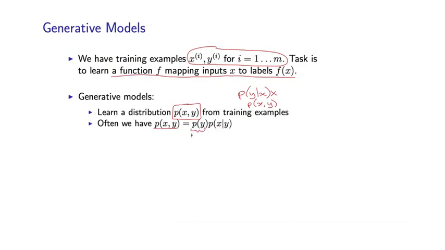P of y, this is often referred to as a prior. This can be thought of as a measure of the prior likelihood of the label y, how likely y is a priori. And this is a sort of conditional generative model: the conditional probability of x given y, the probability of generating x given that we have y. We'll see soon, and we'll see many times in this course, that it's very natural often to come up with models of this kind of form.